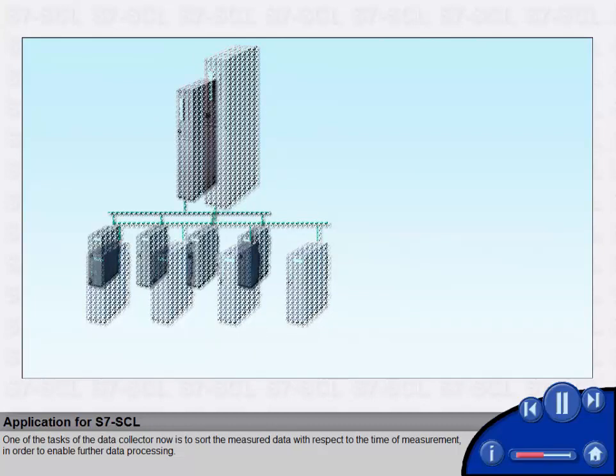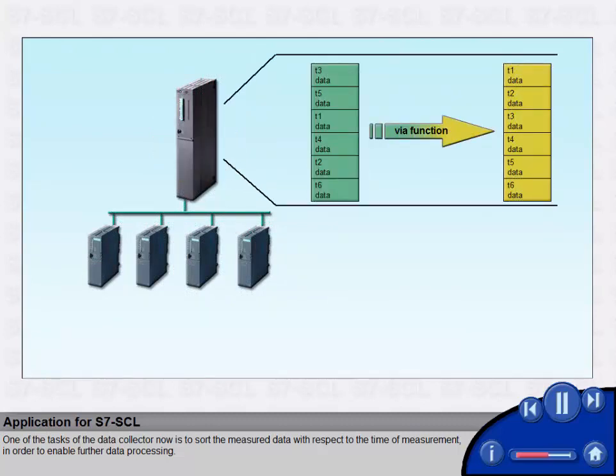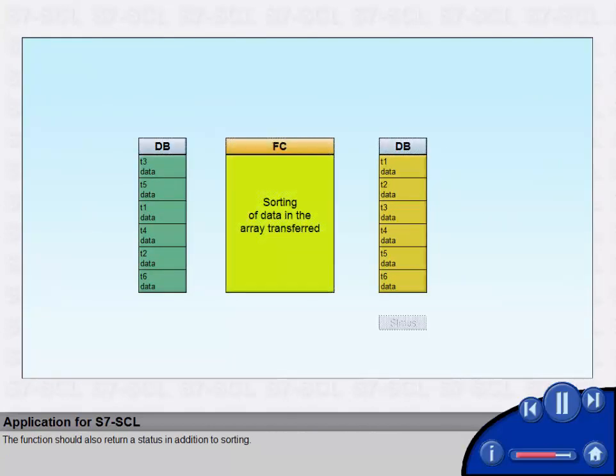The substations send data measured at different times to the data collector. One of the tasks of the data collector now is to sort the measured data with respect to the time of measurement in order to enable further data processing. The function should also return a status in addition to sorting.